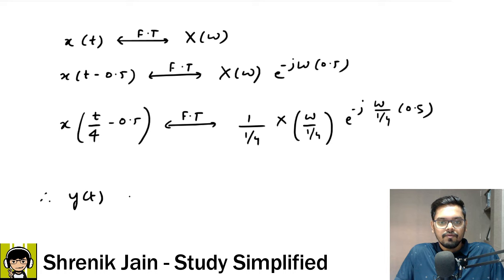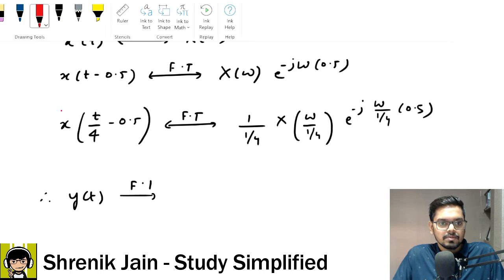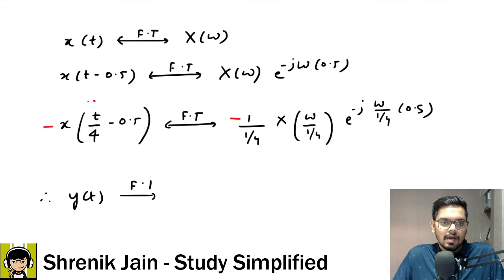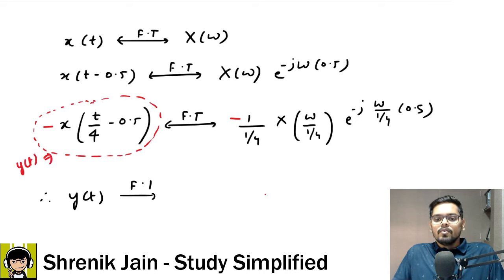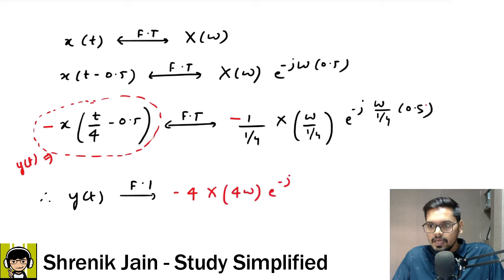Therefore, y of t Fourier transform. This is nothing but y of t, right? Okay, for y of t, we have a minus sign also. I just forgot. Let me place minus here, and let me place minus here. Now I can happily say that this is my y of t. Y of t Fourier transform, you can see carefully, is minus 4 and then capital X of 4 omega e to the power minus j, this is half, this 4 will go to the numerator, so 4 by 2 is 2, so 2 omega.